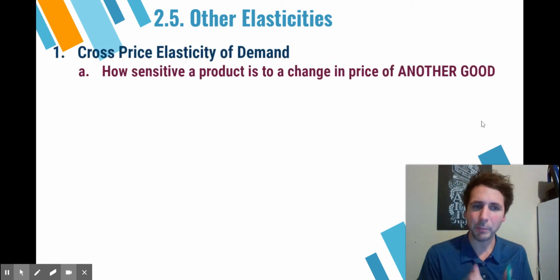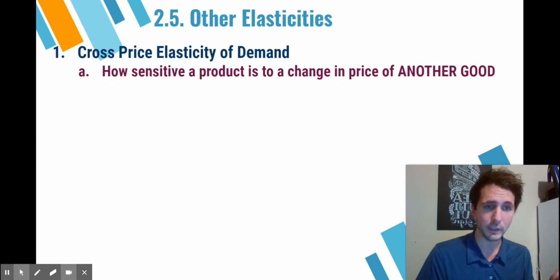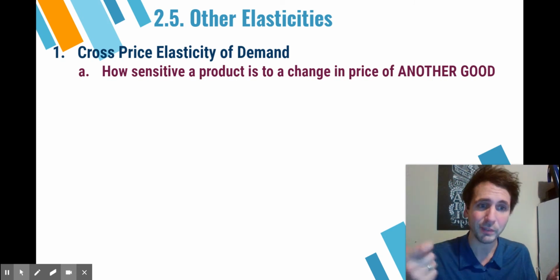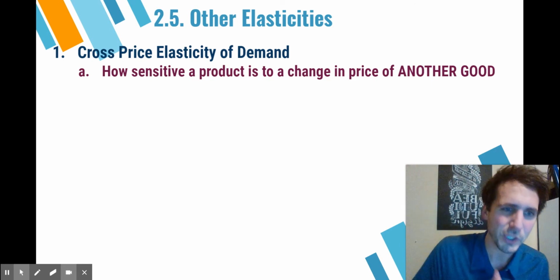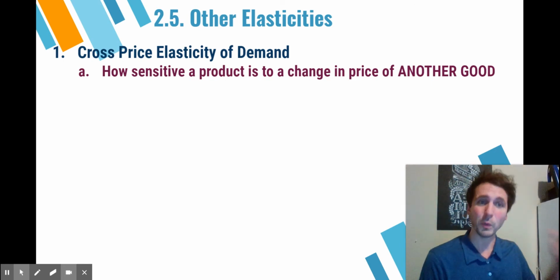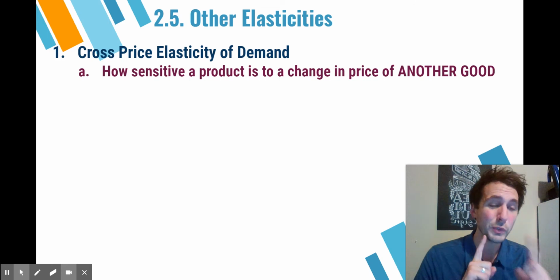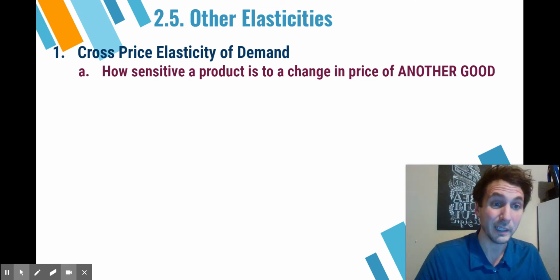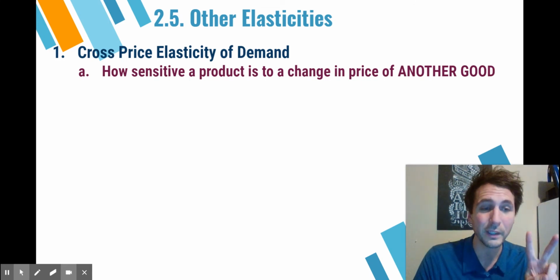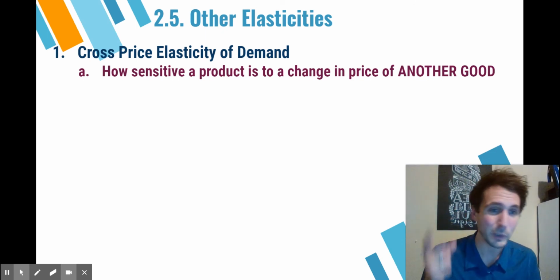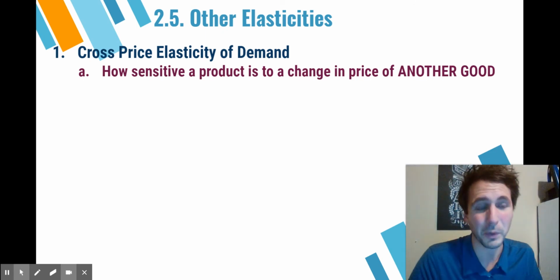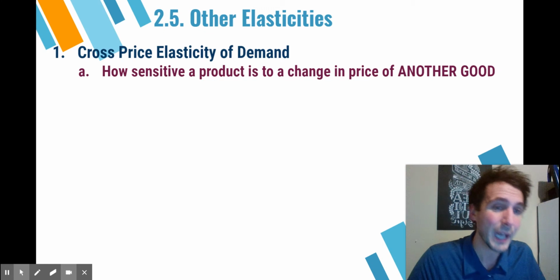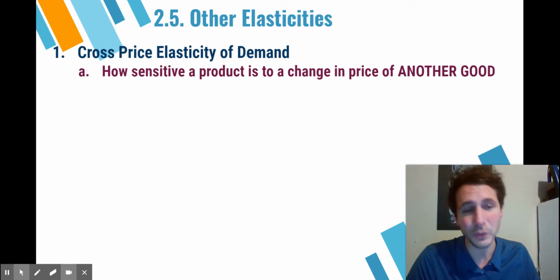What it does is it looks at the sensitivity of a change in quantity of one good based on the change in price of another good. The only time a change in price of one good is going to impact the quantity of another good is if those two goods are related. And we know there are two related goods, from all the way back in Unit 2 of AP Macroeconomics. We call those complementary and substitute goods.